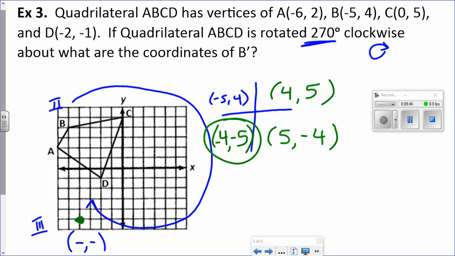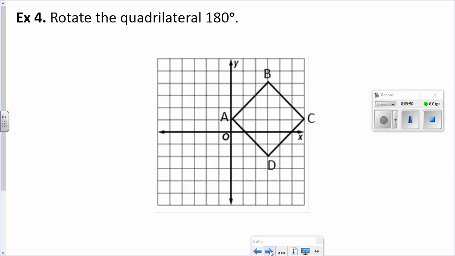Which would be right here. And that would be where B prime is when it's rotated 270 degrees. All right, so our last problem is we need to rotate the entire quadrilateral. So that means we're going to do all 4 points, and we're going to do the same thing, we're just going to do it 4 times.